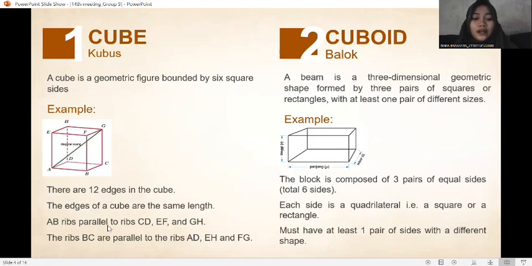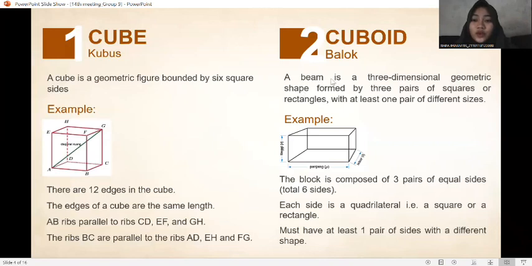Edge AB is parallel to edges CD, EF, and HG or GH. The edges BC are parallel to the edges AD, EH, and FG.